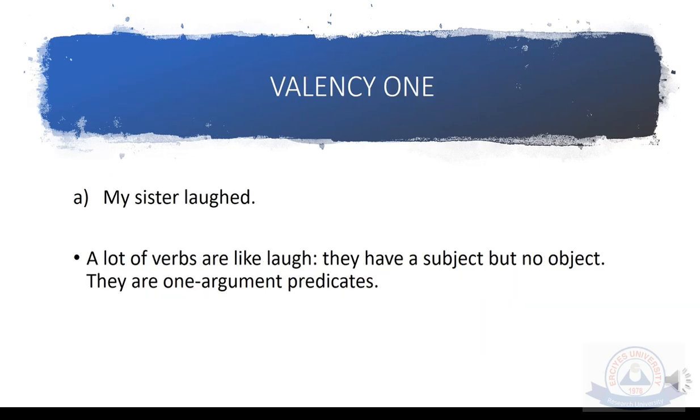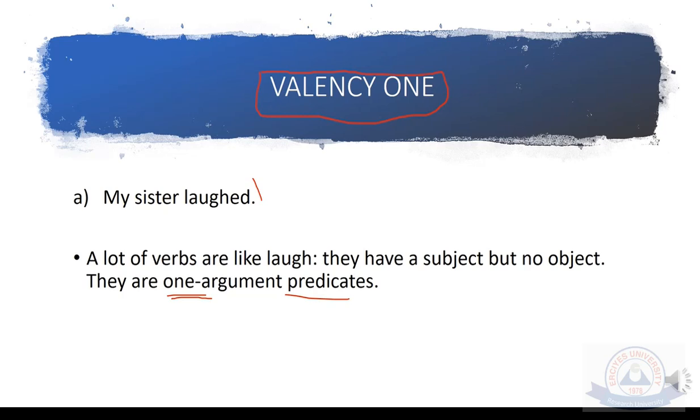So valency 1, my sister laughed. A lot of verbs are like laugh. They have a subject but no object. So if there is no object here, we can say that they only have one argument. So they are one argument predicates. This is called valency 1, I mean, which has only one argument. It has the verb, but there is no object. Usually they are intransitive verbs, which we call in Turkish geçişsiz fiiller.